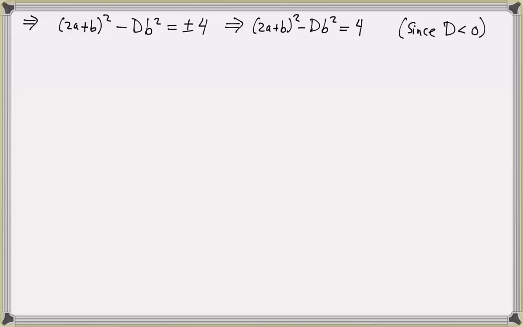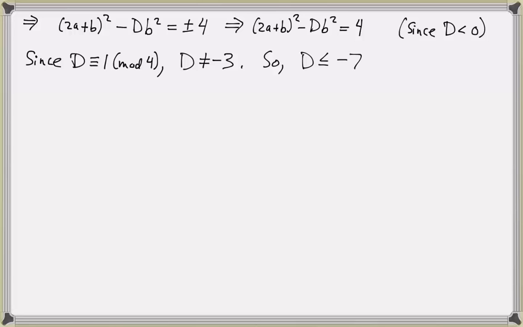So since D is congruent to 1 mod 4, then the biggest negative number that is 1 mod 4 is negative 3. So D can't equal negative 3. So the next largest possibility for D is negative 7. So we see that D must be less than or equal to negative 7.